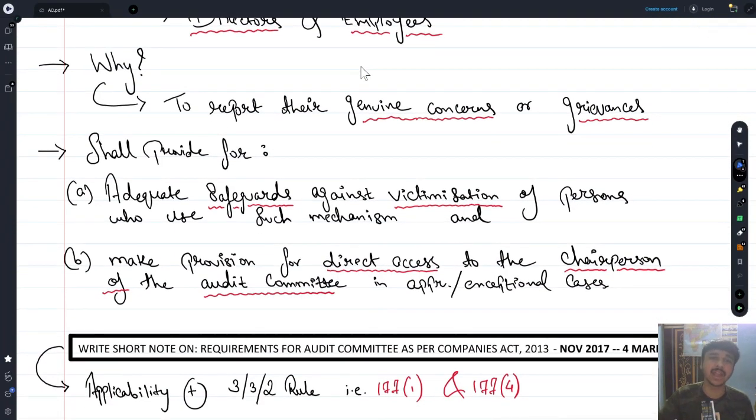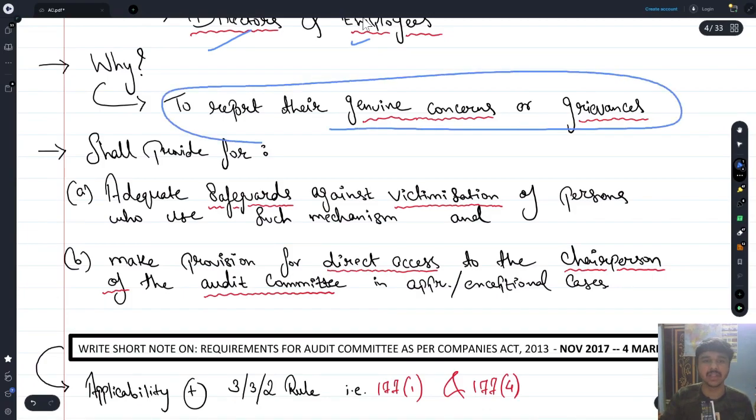And why is it there? Why do directors or employees need a vigil mechanism? To report their genuine concerns or grievances. Okay, so it may be related to anything. It may be related to their remuneration, it may be related to their promotion, it may be related to the company, to the behavior of the manager, anything is covered.